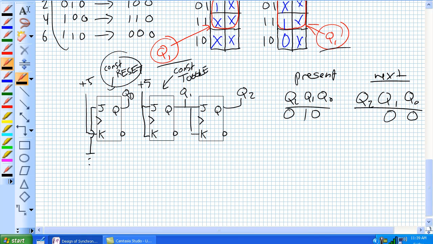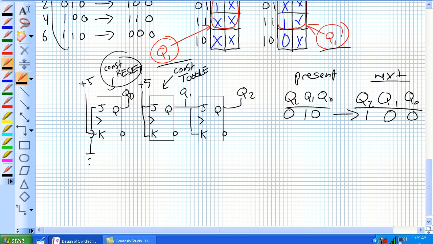The inputs for the J and K for this MSB stage is this guy right here, Q1. So it sounds like it's a toggle, because if both J and K are 1, it's going to toggle. So it's going from a 0 to a 1, and we've made that transition from 2 to 4. So nice, we're looking good there.